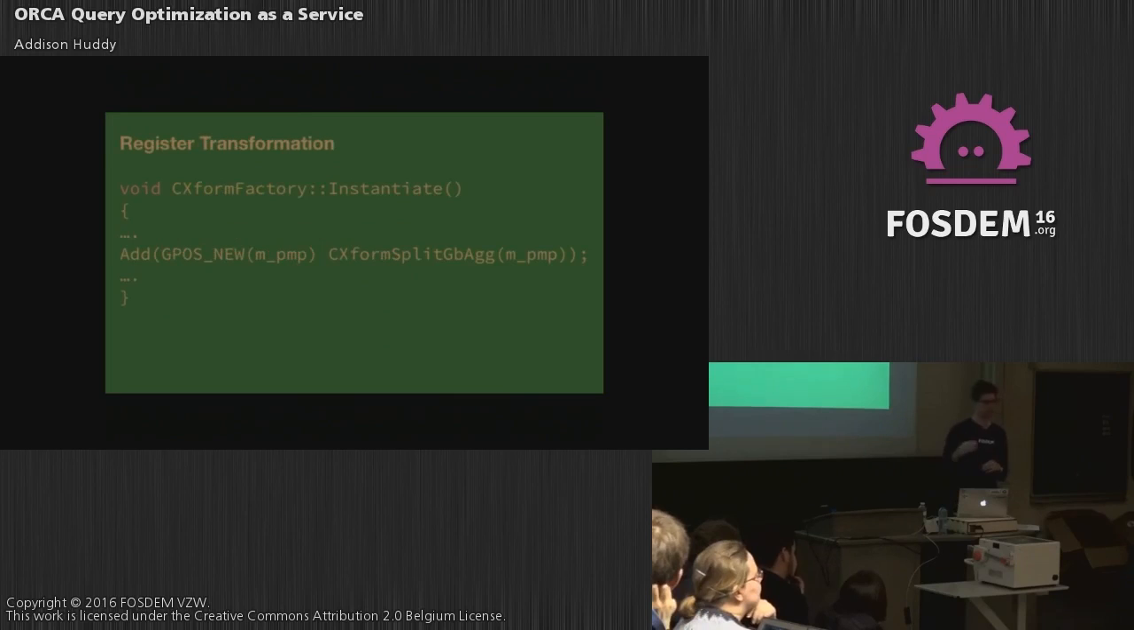And then we just register it with the factory. There's a file in there where you just add that memory pool, or you give it some memory, and then we register our CXformSplitGlobalAgg operator. And then Orca will go through and fire it, see if it actually is able to fire it, and then actually.